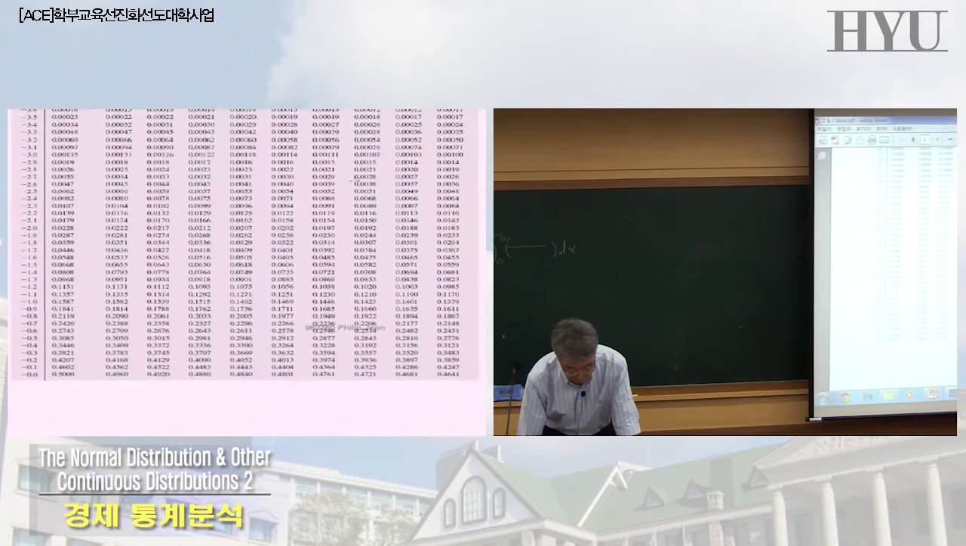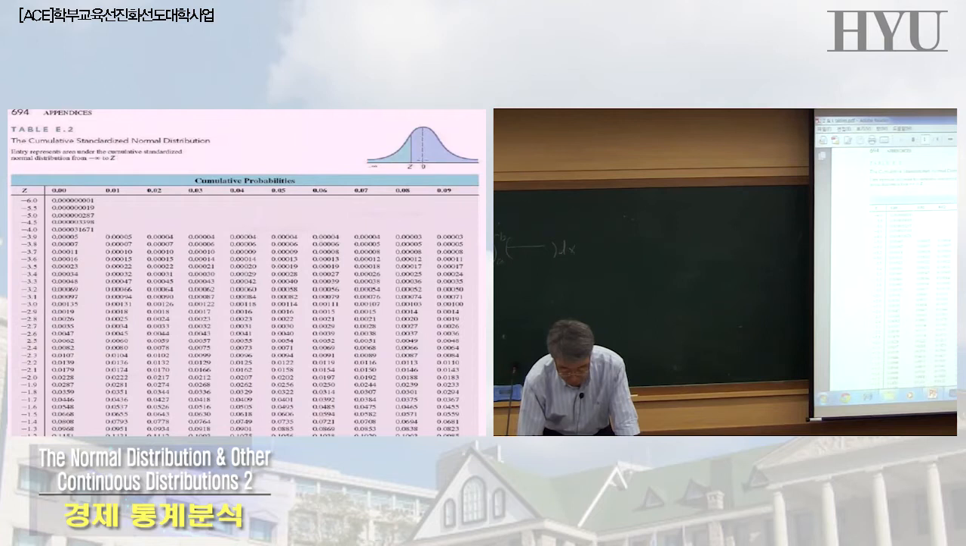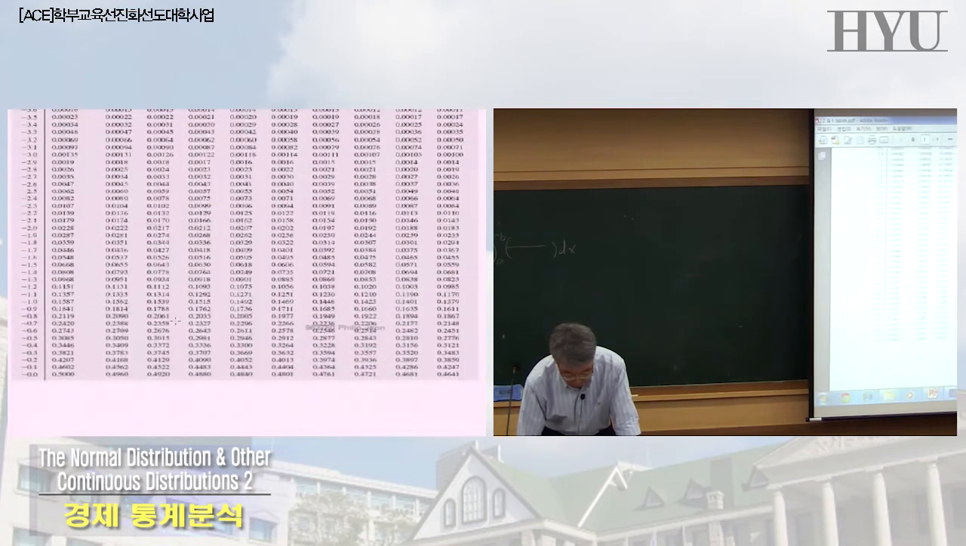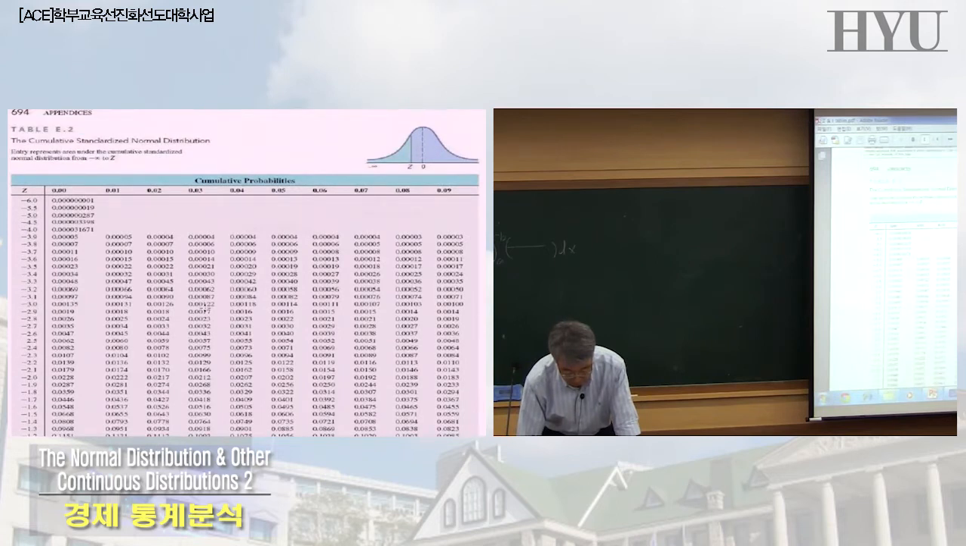If the z-score happens to be 0.0, that means we are right at the center. Then the area or probability that the z-score will be less than 0 will be exactly 1/2, 0.5. So that's how you use the z-table.